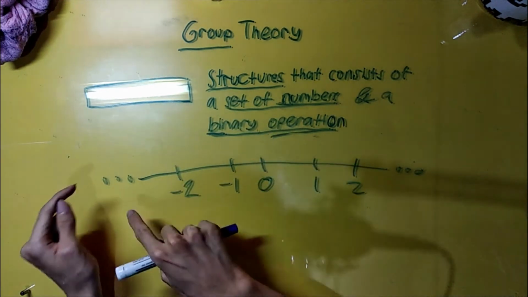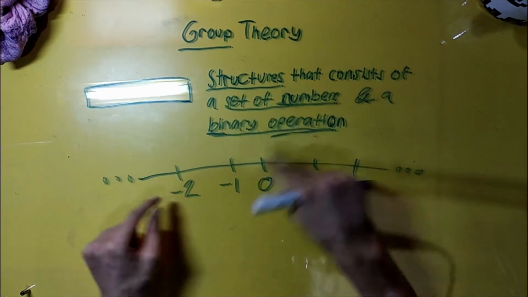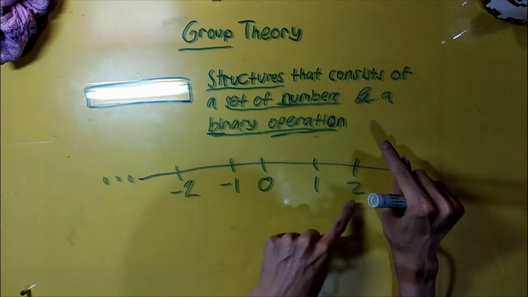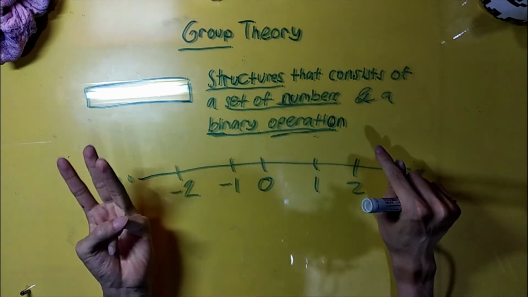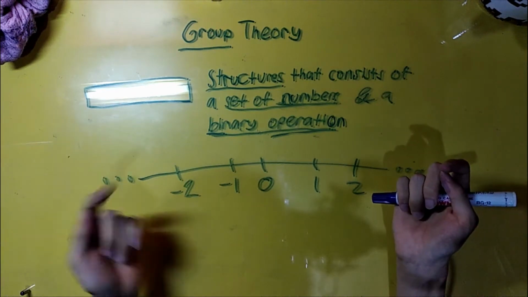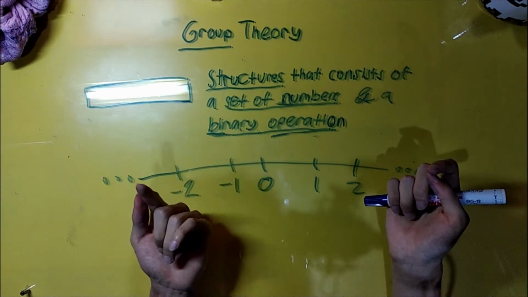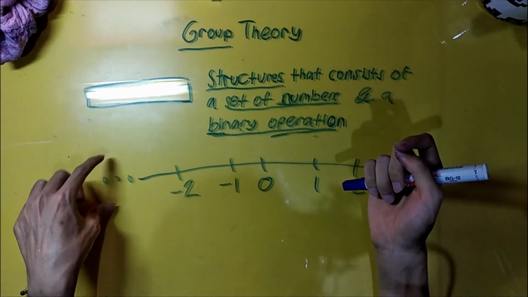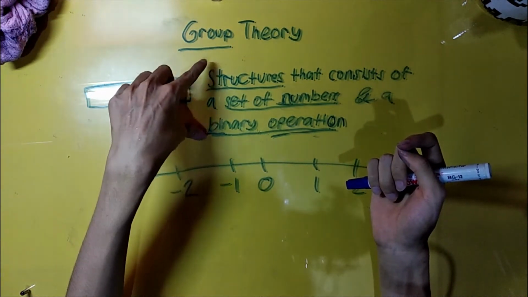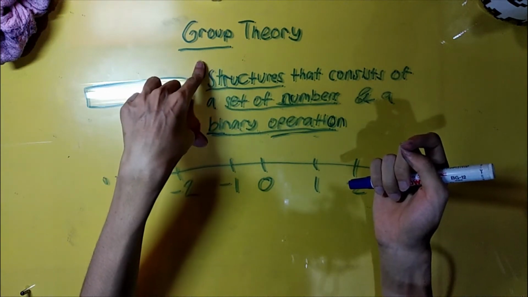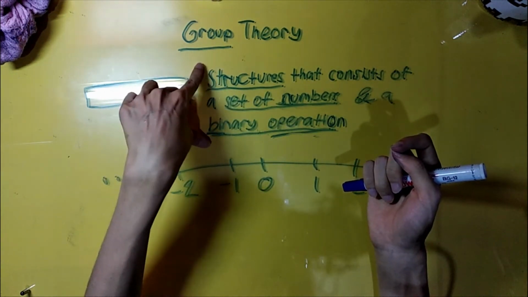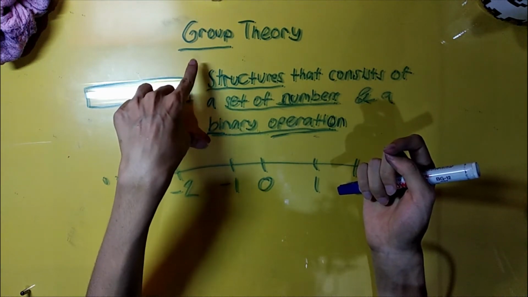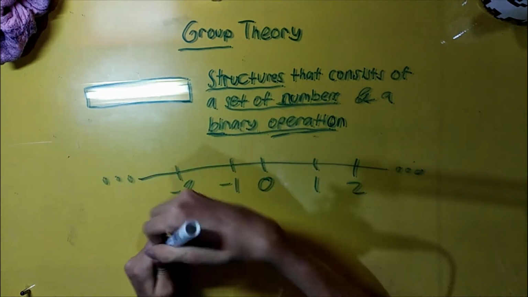Right, so this is a structure. It consists of a set of numbers, and there is a binary operation. You can add two numbers together, 1 plus 2 to get 3. You can subtract numbers, that is also a binary operation. You can multiply numbers together, that is also a binary operation. So this thing is an example of a structure with a set of numbers and a binary operation, but it is not a group, not yet a group. It needs to satisfy 4 conditions, and we will go over that right now.